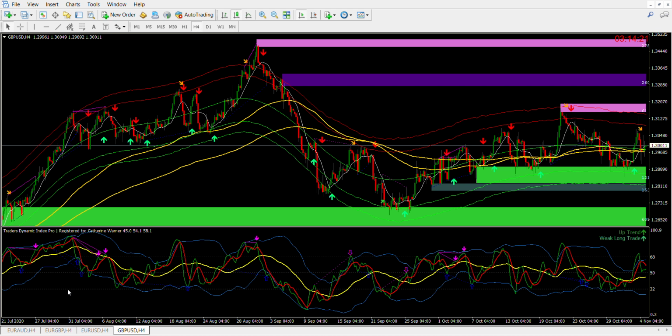So this is what will help you to identify a perfect entry signal using this indicator. But this indicator does not only show you entry signals, it can also be used to identify exits. And with exits, it's pretty simple. You want to exit your trade once the opposite signal appears.